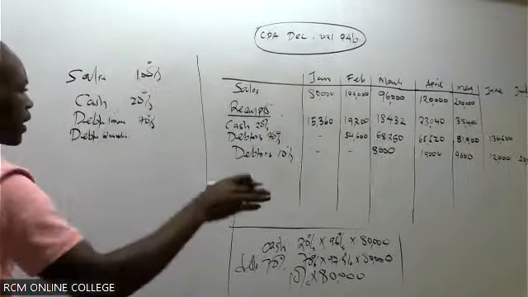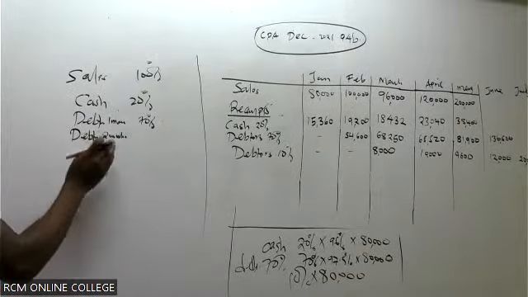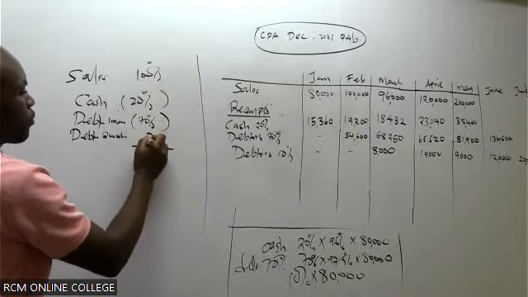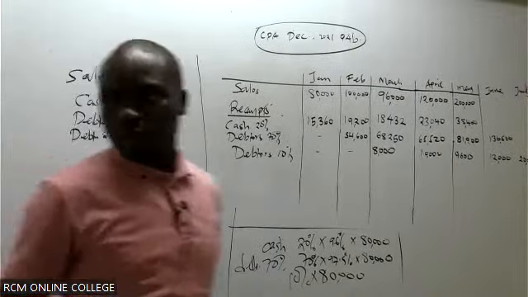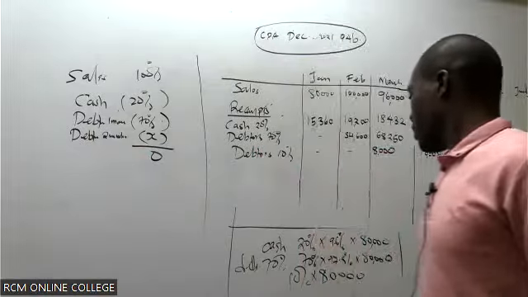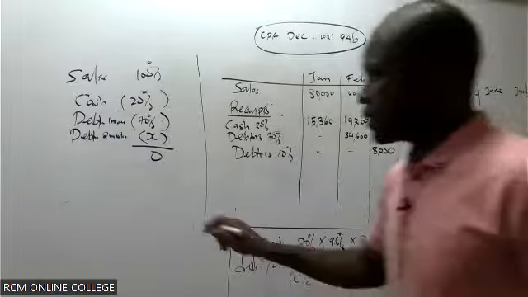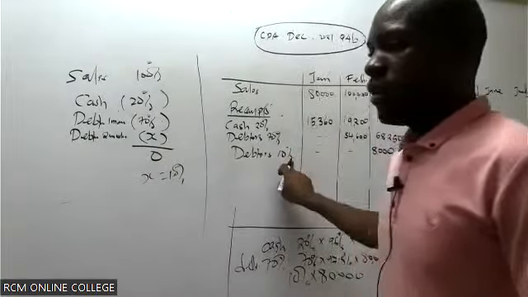Your sales hapa ni 100%. Umetoa 20% wamelipa cash. 70% wamelipa after 1 month. The remaining percentage wanalipa after 2 months. Ni wangapi? Unafaa upate zito. Ni wangapi sasa? Ni wangapi? Hii X ni 10%. Ndio hii hapa. Na hii ni rahisi.